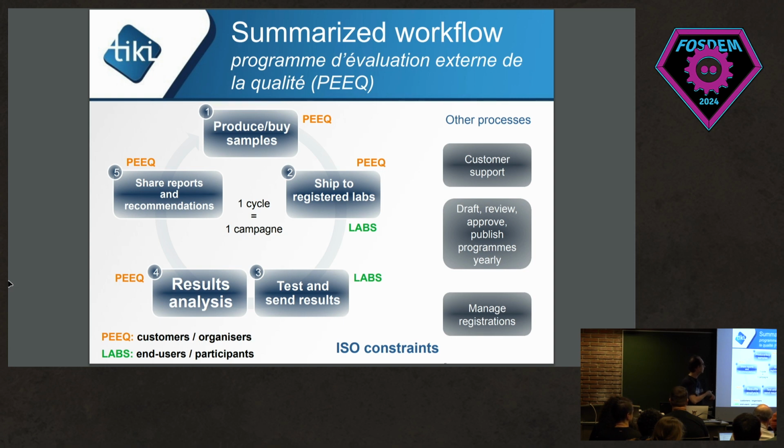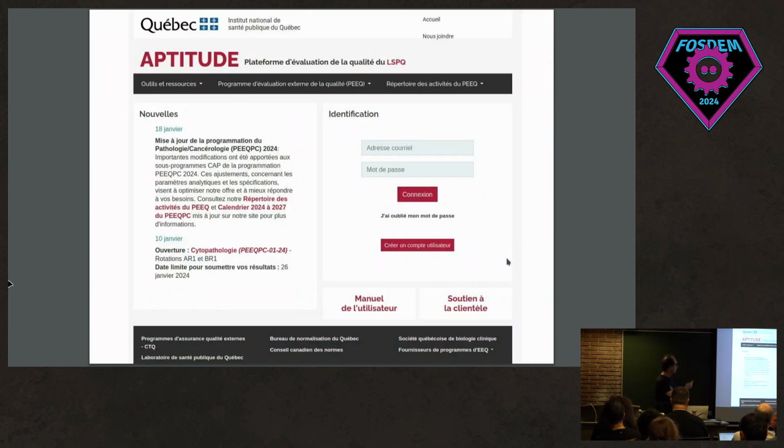That's just an example. So yes, they also have every year to define, draft, review, approve, and publish the programs that the people can register for afterwards and manage those registrations. So in the end, that's the website. If you don't have an account and if you're not involved in the process, it does not matter for you, even if you understand French.